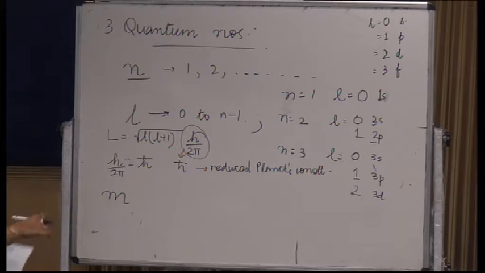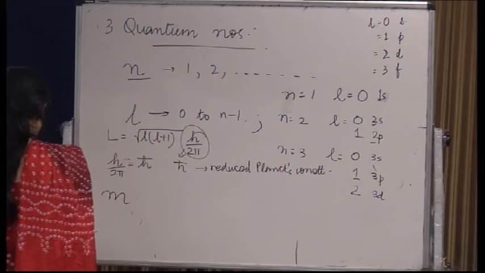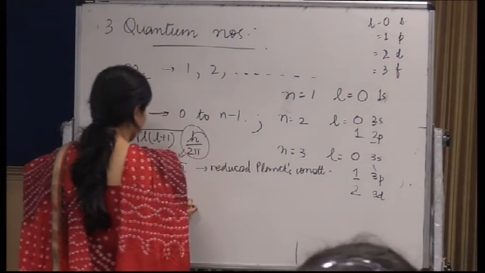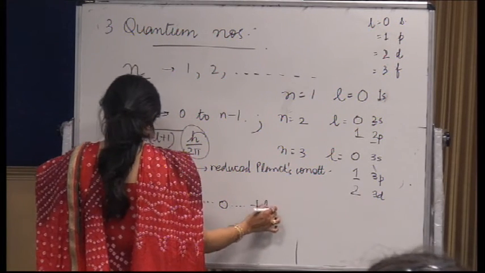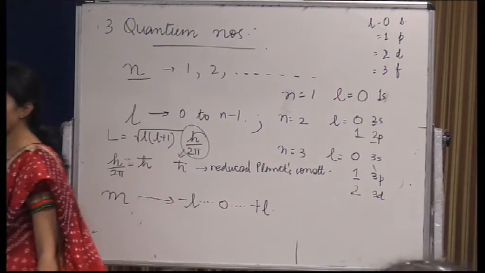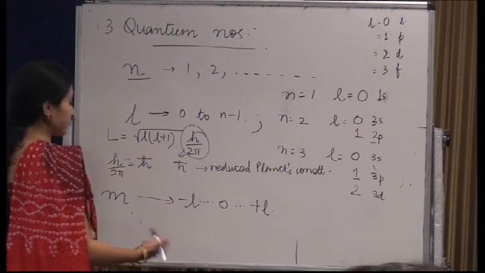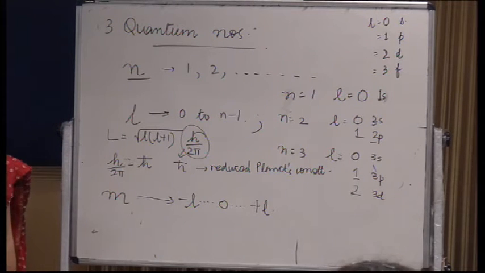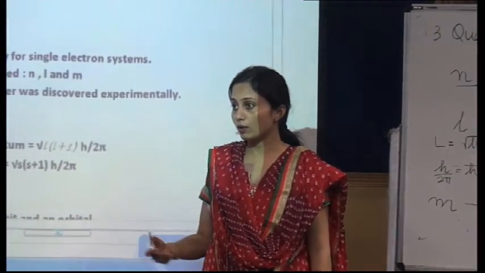Okay. Then we talk about the magnetic quantum number, and in the magnetic quantum number you have the values going from minus L to 0 to plus L, and it gives us information about the orientation. This gives us information about the orientation of the orbital with respect to the coordinate axis. Orientation means, I will just explain, in which direction our orbital is existing.